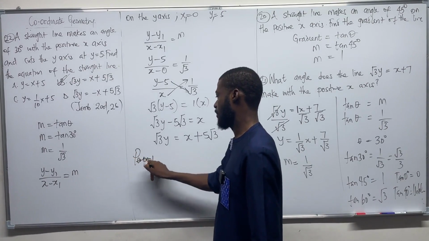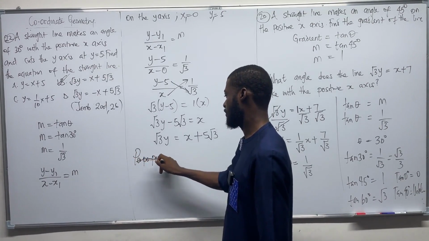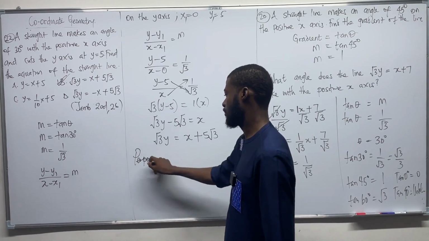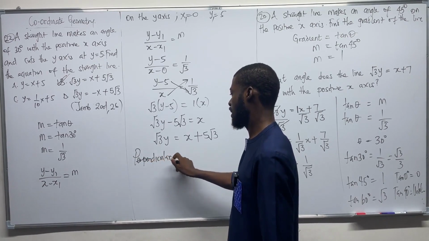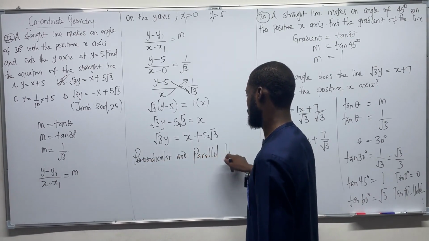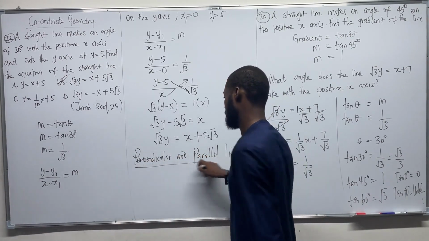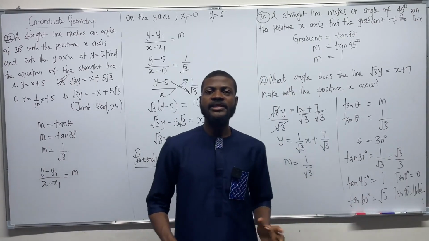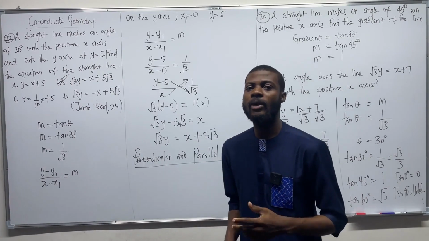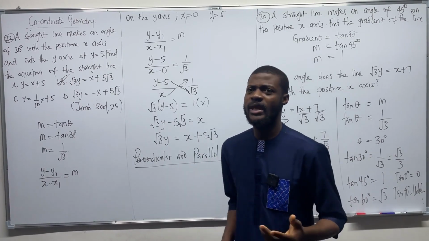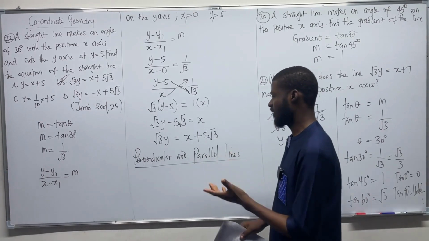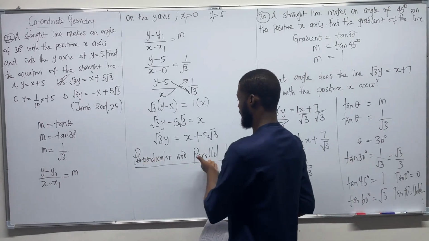Perpendicular and parallel lines. Now here's the thing. Two lines can either be perpendicular or parallel, even though we can have two lines that are just misbehaving anyhow. But there are two special types of lines, perpendicular and parallel lines.